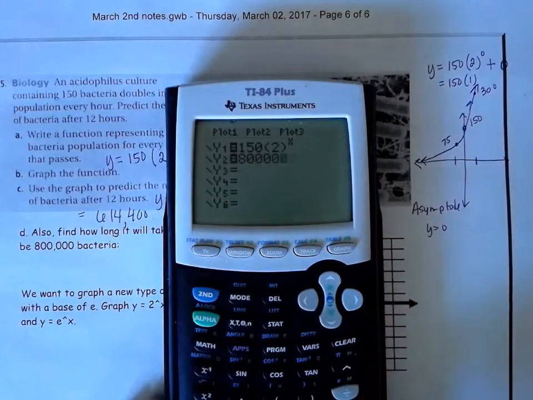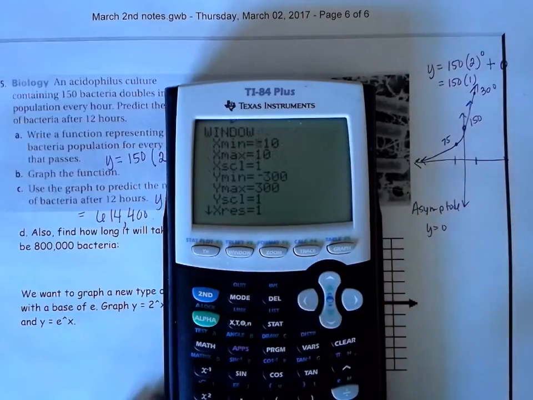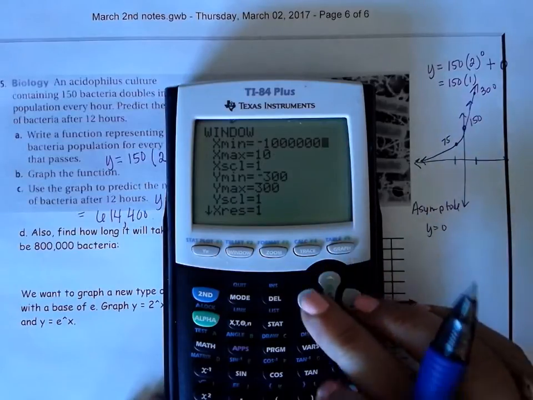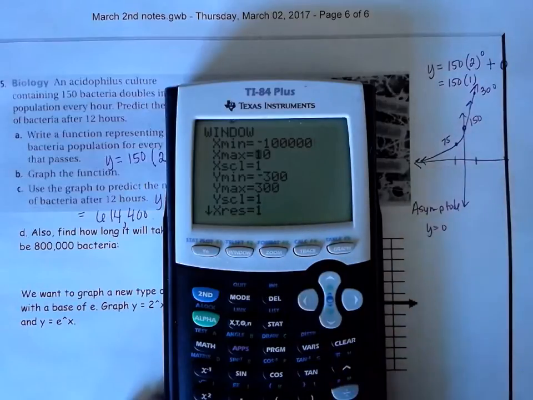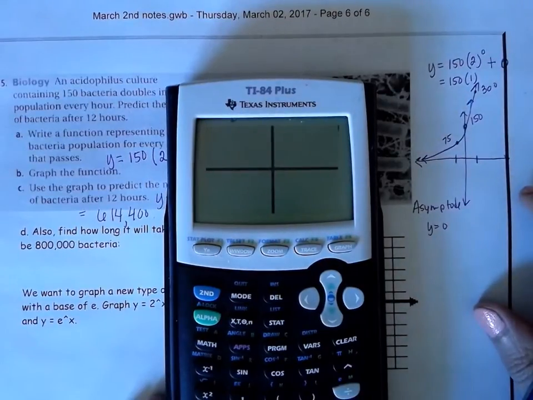So, of course, I'm going to need to change my scale quite a bit for that. So let me change my window to, I'll go ahead and do 1,000,000 for that, and then negative 1,000,000. And then there we go. So that should give us a pretty good idea.